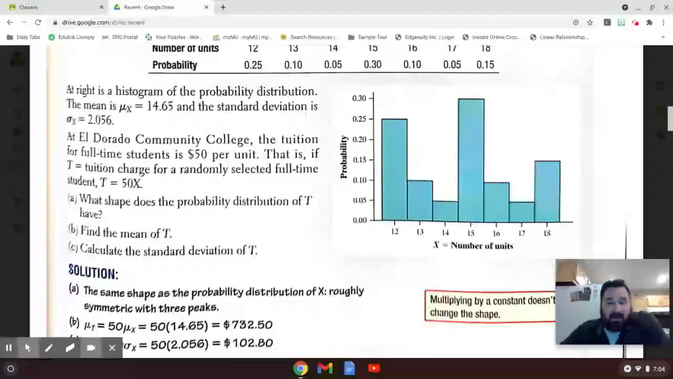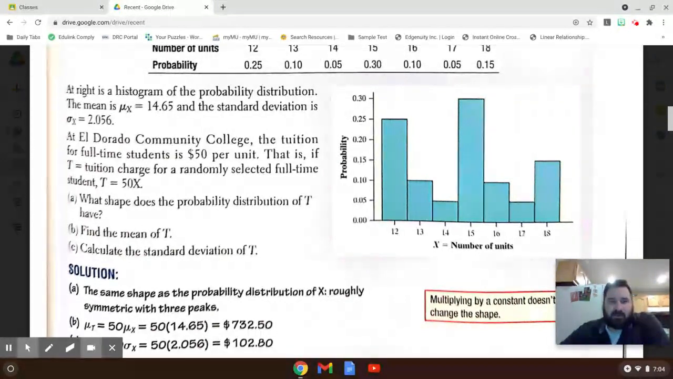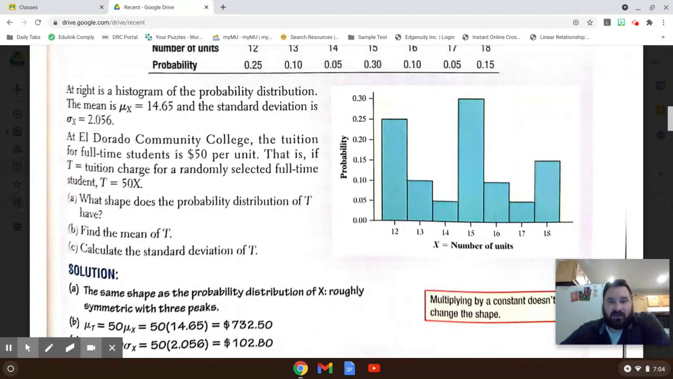If you have to make a histogram or distribution, it's just a bar graph. You have your random variable on the bottom and your probabilities on the vertical axis. The average is 14.65 units or credits, standard deviation 2.056. At El Dorado Community College, the tuition for full-time students is $50 per unit. So this average number of credits times $50 per credit is where I think we're going. That is, if T equals the tuition charge for a randomly selected full-time student, T equals 50X. So we're multiplying each number of credits by 50 to get the price.